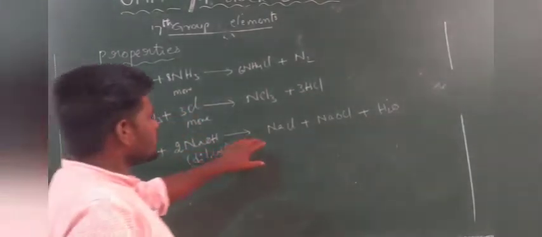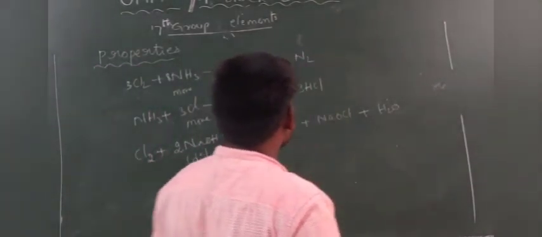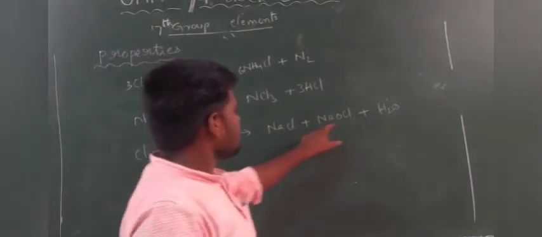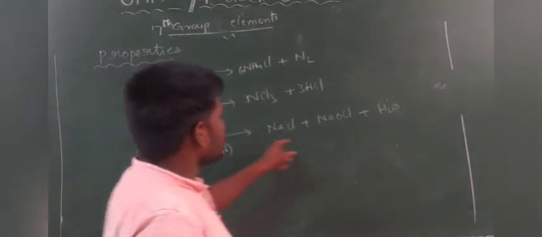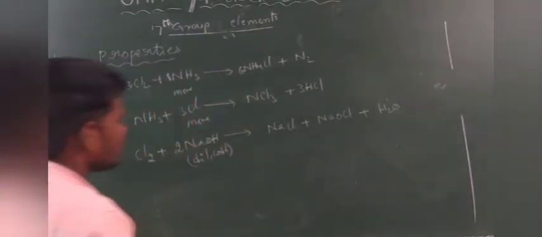2 Na is present and here also 2 Na is present. And 2 chlorines present, here also 2 chlorines present. The next one, number of oxygens here 2 present, here also 2 present, 2 hydrogens present. So which is a balanced equation.